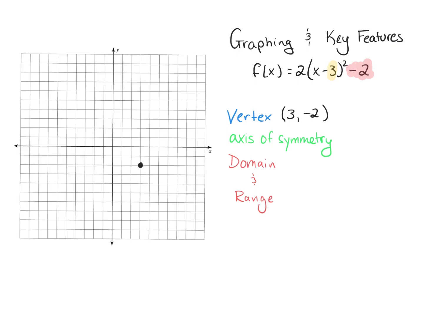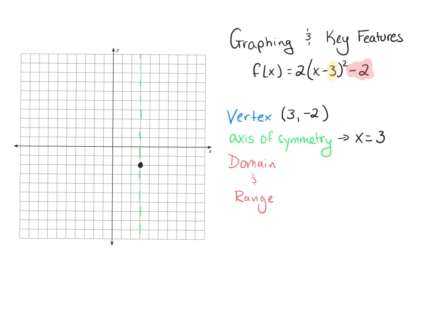Now, our axis of symmetry is this invisible vertical line that goes straight through our vertex. And the equation of this particular vertical line is going to be x is equal to whatever the x value of our vertex is. So in this case, it's going to be x is equal to 3. The reason it's helpful is because any point that's on one side of our axis of symmetry is mirrored on the other. Remember that all parabolas are symmetric, and so they are identical on either side of their vertex.